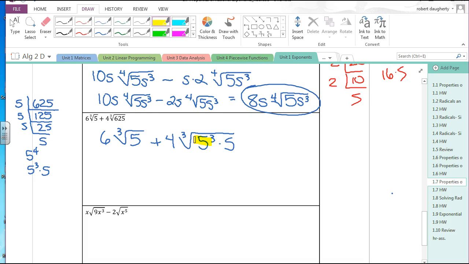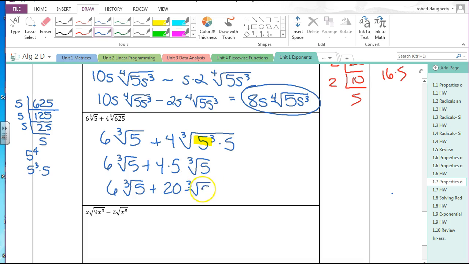So what's the perfect cube in this second radical? Right there. So this simplifies to 6 times the cube root of 5 plus 4 times what comes out? The 5 comes out, and I'm left with the cube root of 5. So this is 6 cube root of 5 plus 20 cube root of 5. So can I add those together? Yeah, this is what? This is 26 times the cube root of 5.